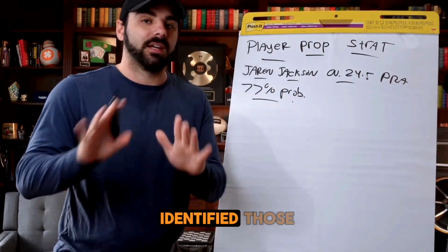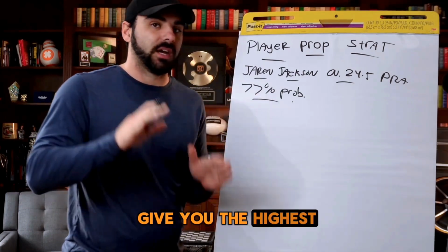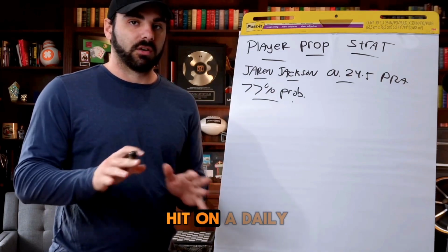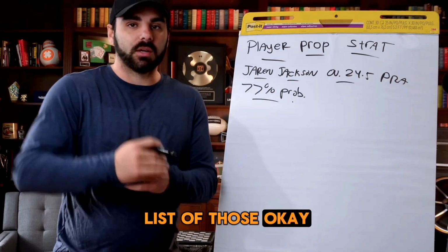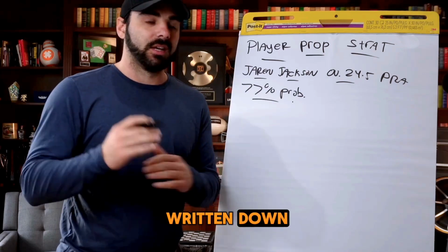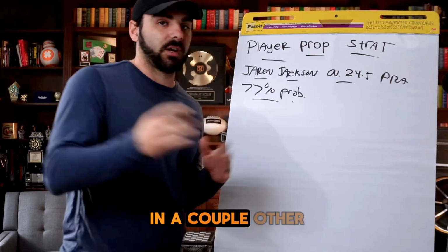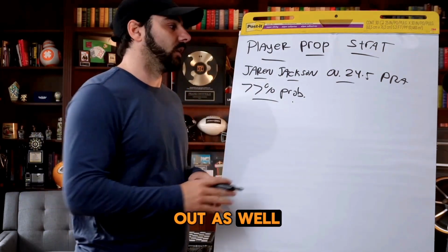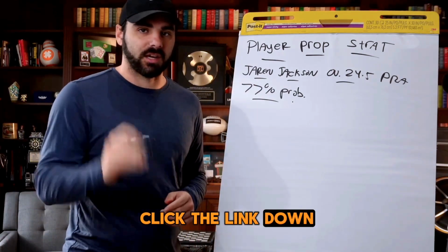So once you have identified those and you've identified which probabilities are going to give you the highest chance to hit on a daily basis, the next thing you're going to do is have a whole list of those written down. Now if you want to know exactly how to find these players, I also have it in a couple other YouTube videos that you could check out as well. If you want to bypass all this and just want me to give you the answers, make sure you click the link down in the description.